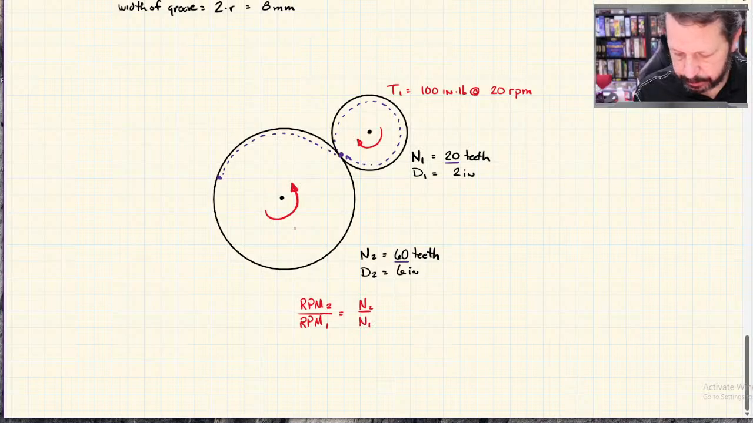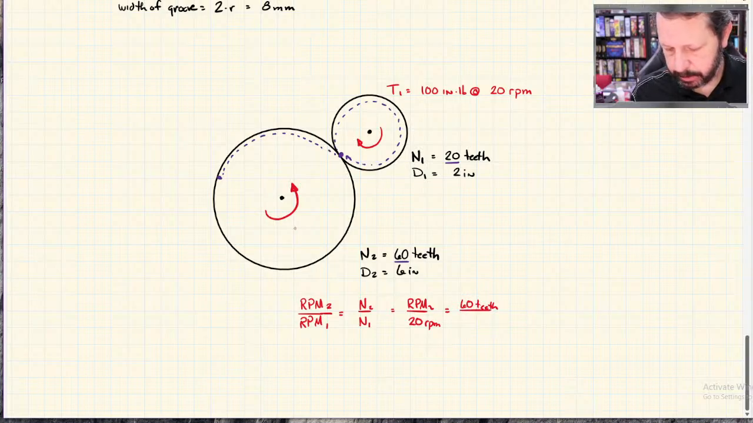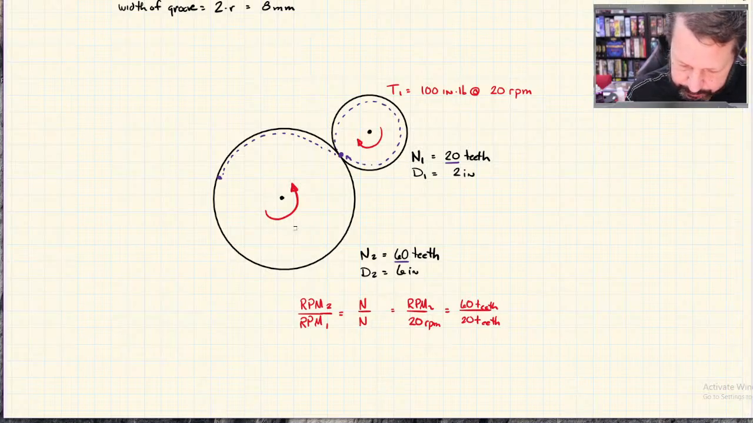So RPM of gear 2 over RPM of gear 1 is 20 RPM, revolutions per minute. The number of teeth on gear 2 is 60 teeth. Number of gear teeth on gear 1 is 20 teeth. So I have a 3-to-1 ratio. 6 to 2 is same as 3 to 1. Oh, wait, I did it backwards. Oh, shoot. Sorry. That's what I was trying to avoid. 1/2.